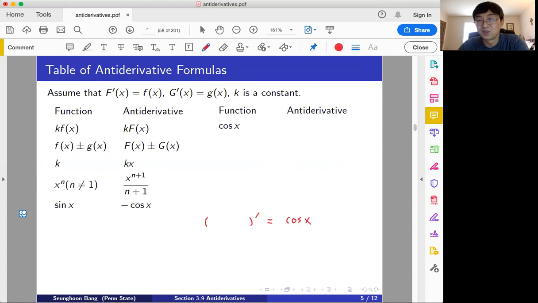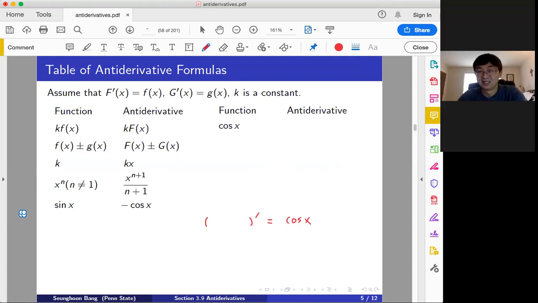Could you mute your audio? You don't know how to turn off your audio? Oh, it's good. Yeah, thanks. It's good.